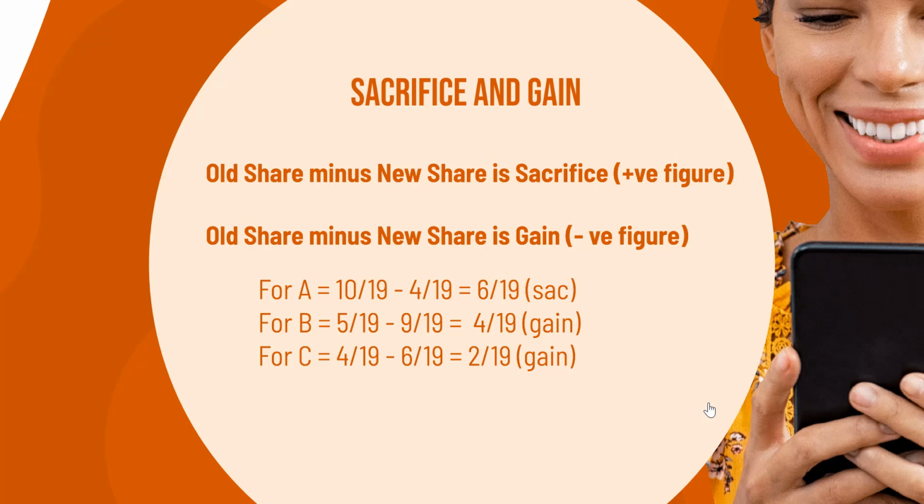For B, it's 5 by 19 old share minus 9 by 19 new share, which is equal to 4 by 19, but it's a negative figure. Therefore, B has gained. And for C, it's 4 by 19 old share minus 6 by 19 new share, which is equal to 2 by 19. Therefore, C also has gained.